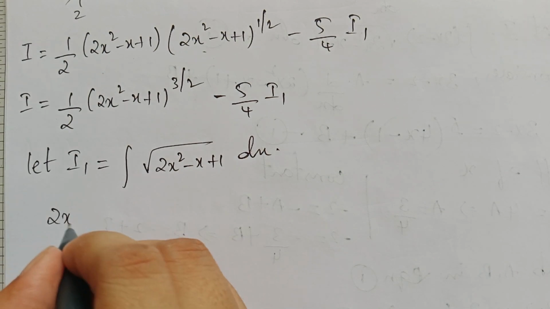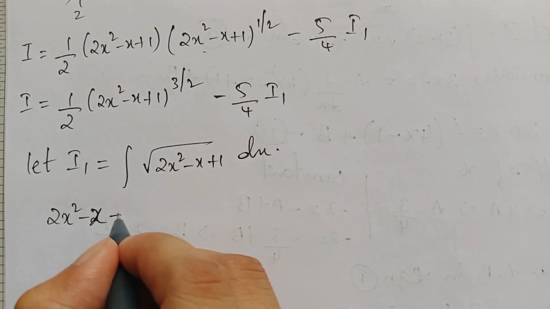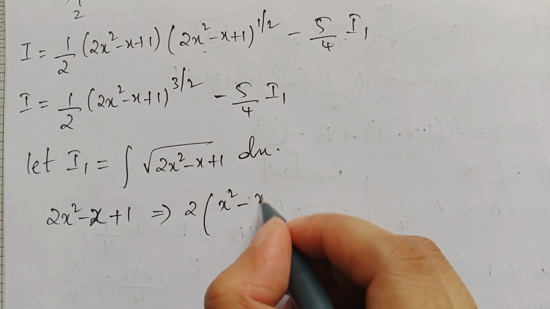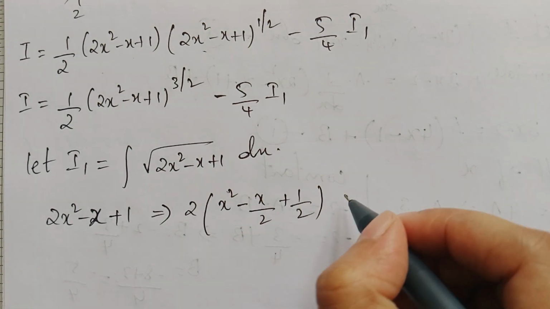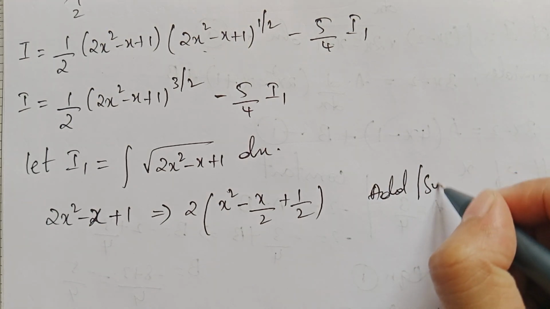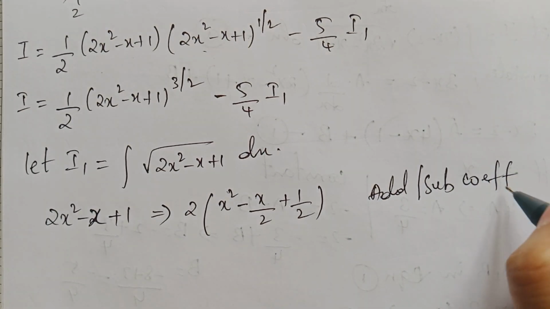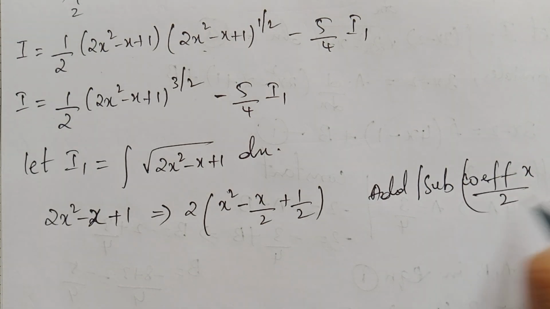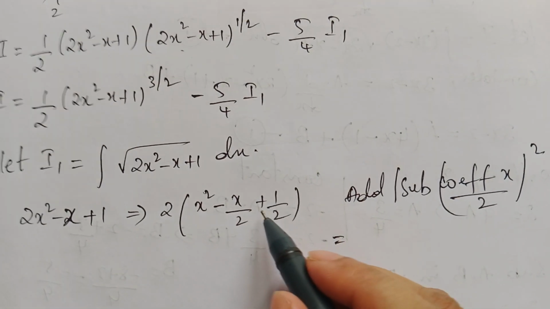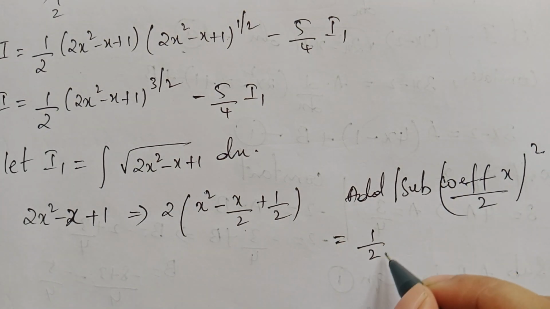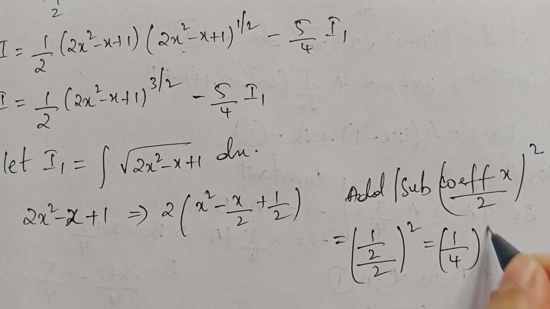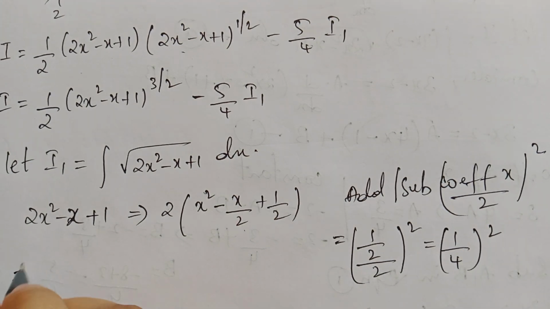So we will take the quadratic function and take 2 common here, so it is x square minus x by 2 plus 1 by 2, right? Now we will add and subtract the (coefficient of x by 2) whole square, right? So the coefficient of x is 1 by 2. 1 by 2 by 2, whole square, is equal to 1 by 4 whole square. So we should add this here and subtract.